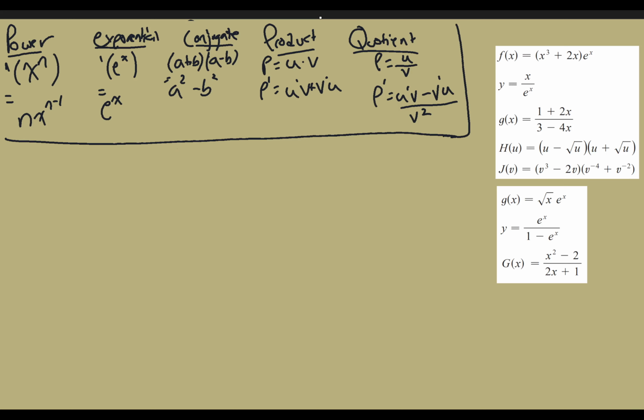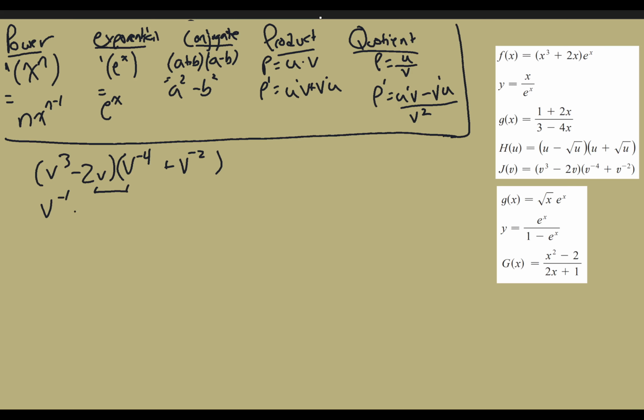Let's try the next one, j of v. Oh my goodness. Okay, this one we're not going to get so lucky, are we? But let's see what happens. v cubed minus 2v times v to the negative 4 plus v to the negative 2. Can we FOIL this out? I don't see why we can't. Let's try foiling it out before we do any kind of crazy rules. v cubed times v to the negative 4, you add them. So that's going to be v to the negative 1.